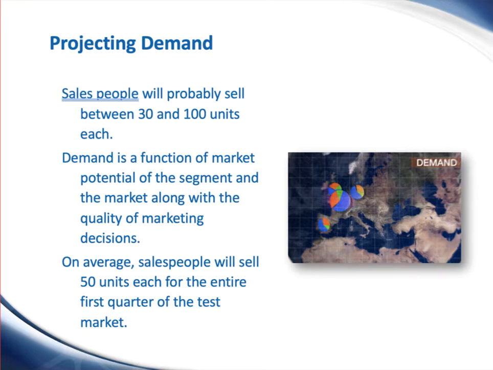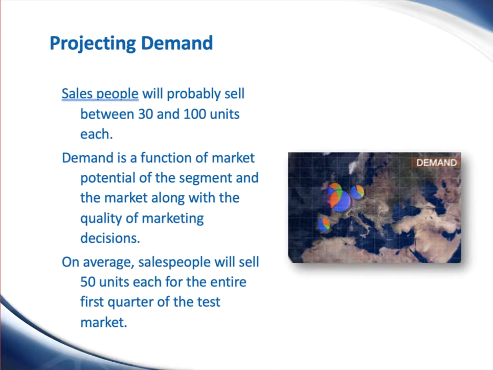Demand is also a function of market potential in your segment. And of course, the quality of your marketing decisions. For example, the advertising strategy and the pricing strategy along with your design. So, on average, salespeople will sell around 50 units each for the entire first quarter of the test market.